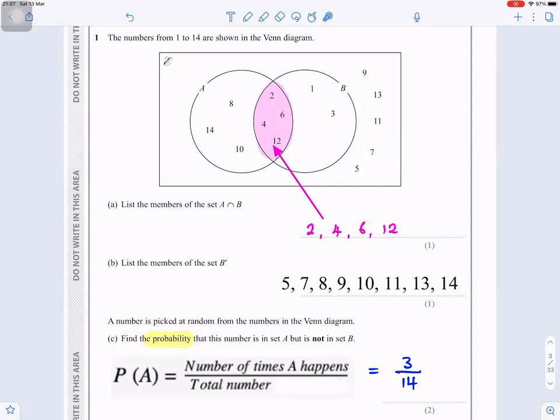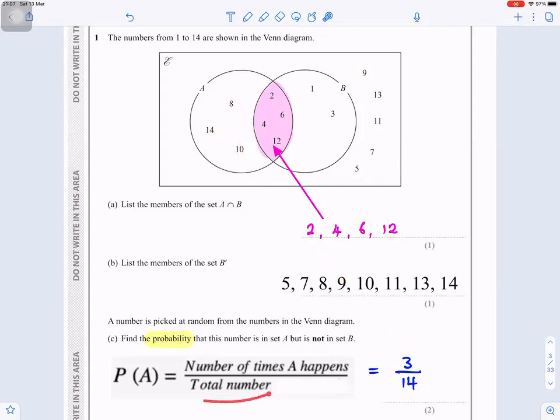A number is picked at random from the numbers in the Venn diagram. Find the probability that this number is in set A, but is not in set B. So which numbers are in set A, not in set B? The numbers which are in set A and not in set B are 8, 14, and 10. How many of them? 1, 2, 3. So there's 3 of them. So the number of times the event happens is 3, those 3 numbers in set A which are not in set B.